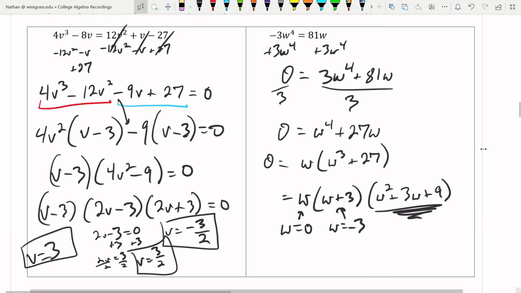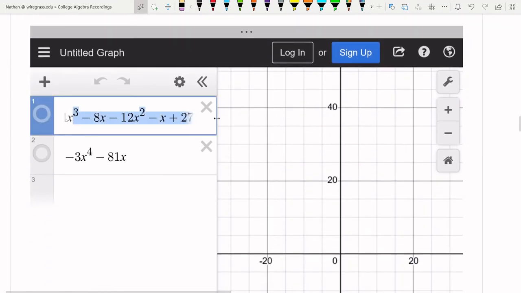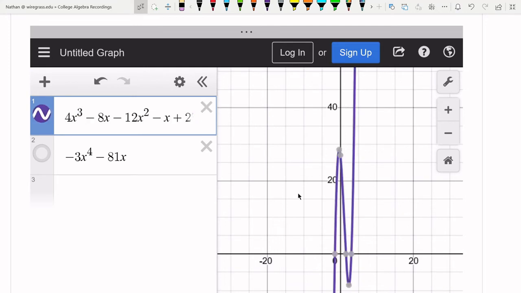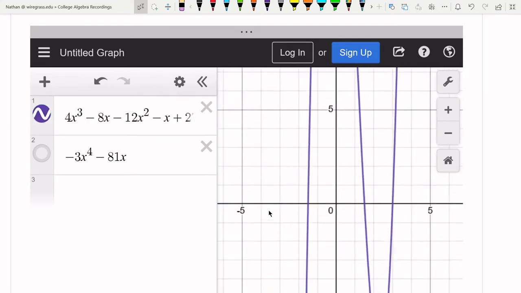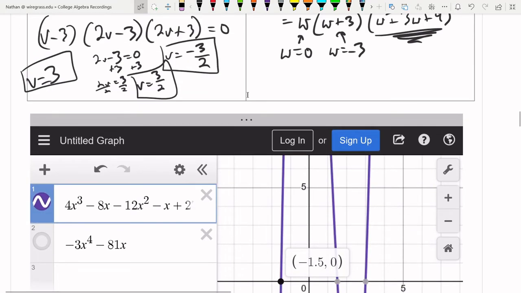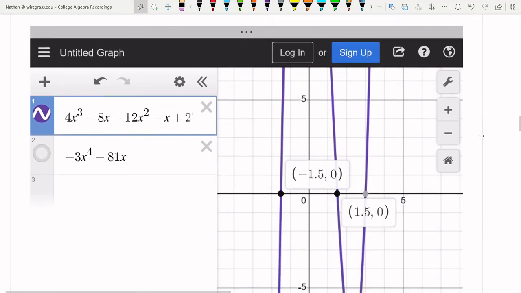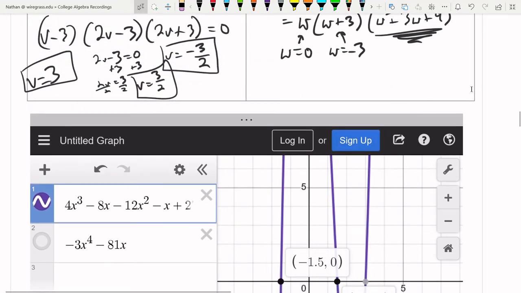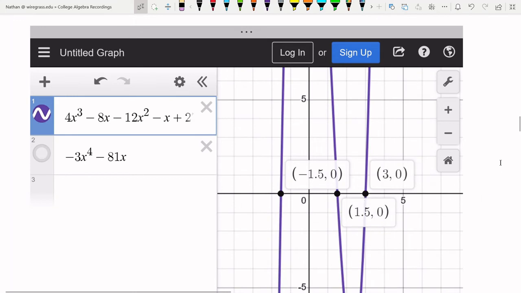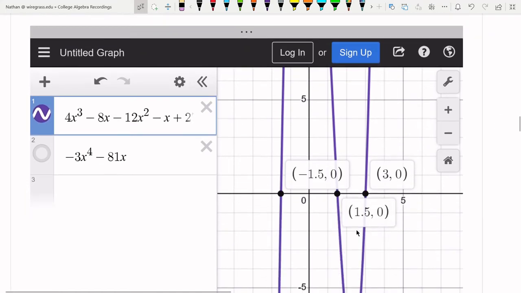Okay, let's look at this thing on the graph. The first one, once again, I just moved everything over to one side, and graphing it, you can see that it's equal to 0 at -1.5, that's -3/2. 1.5, that's 3/2. And 3. That's the last choice there. So we found all of our solutions with this graph.